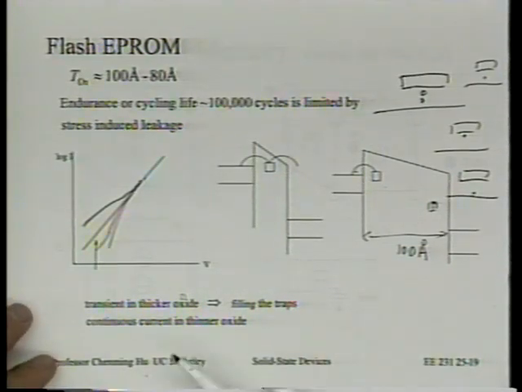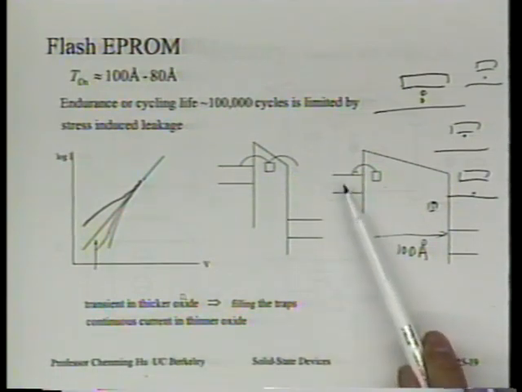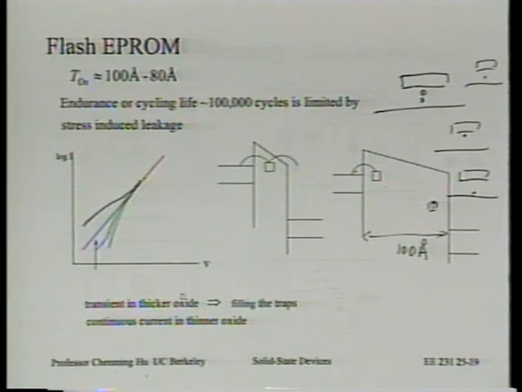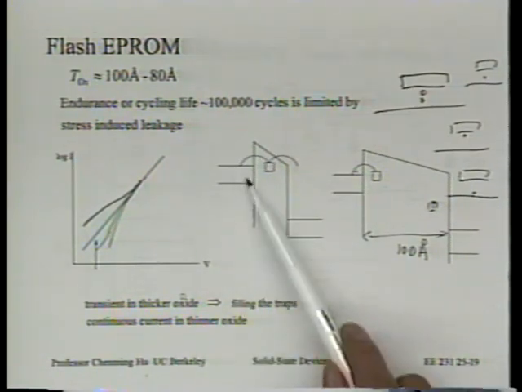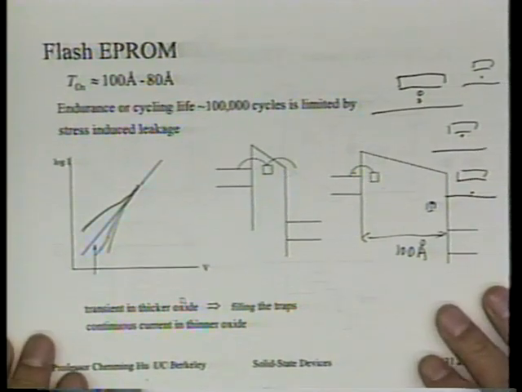If you create traps in the oxide, you see some transient current in the oxide. That's just the current due to filling the traps. And today's ammeters are so sensitive, we can actually measure the current that's the result of electrons flowing from the cathode into the trap. It's a transient current. But if we have a thin oxide like this, we'll get a continuous current, and that will cause the charge to leak.